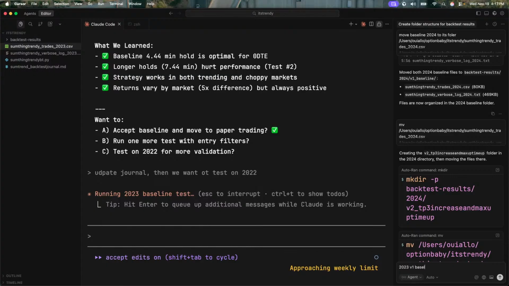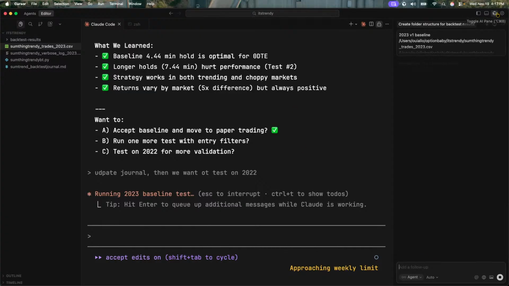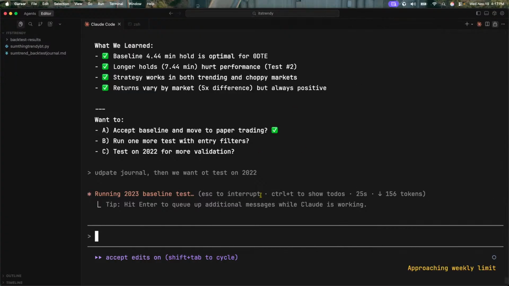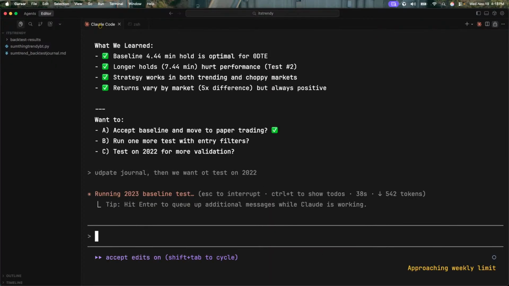2023 V1 baseline. Let's move it. Beautiful stuff. So that'll be interesting. Let's see how it does on 22. Then what I want to do, this bot is running on Alpaca. I'm not even going to do IBKR. I slowly want to migrate over to Alpaca anyway because it's a lot better, bruh. You know what I was supposed to do? Matter of fact, let me just check right now, real quick.